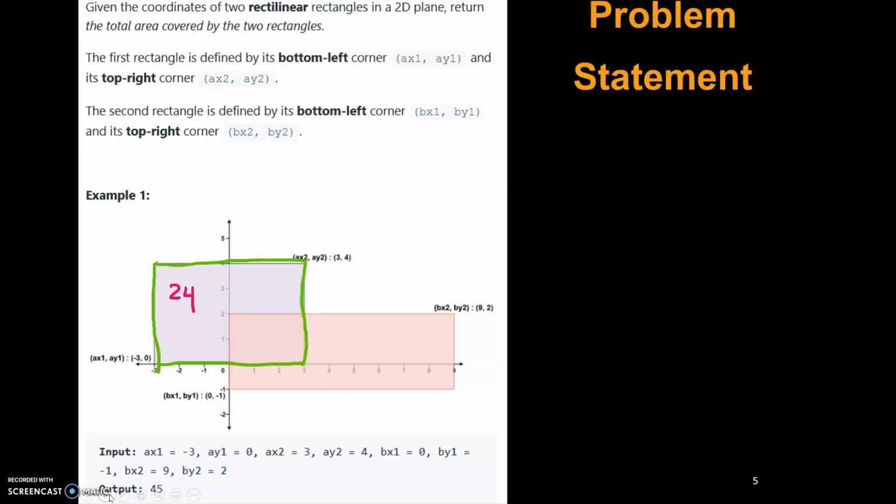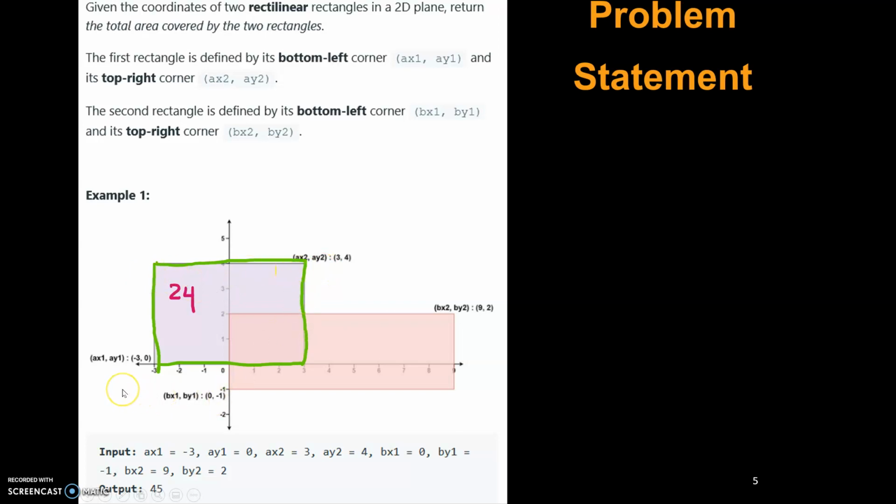So let's have a look at the problem first. Given the coordinates of two rectilinear rectangles in a 2D plane, return the total area covered by the two rectangles. The first rectangle is defined by its bottom left corner. It's here, ax1, ay1, and its top right corner, ax2, ay2. So that is the first rectangle.